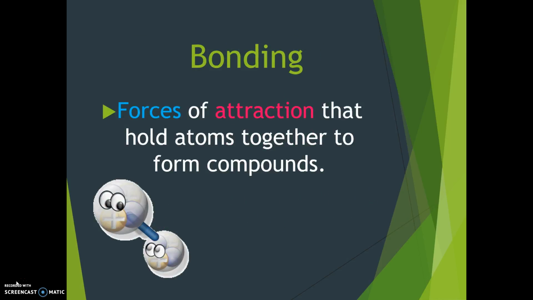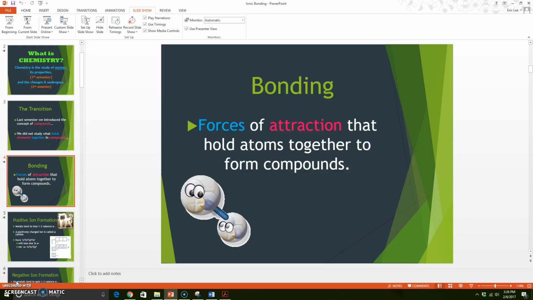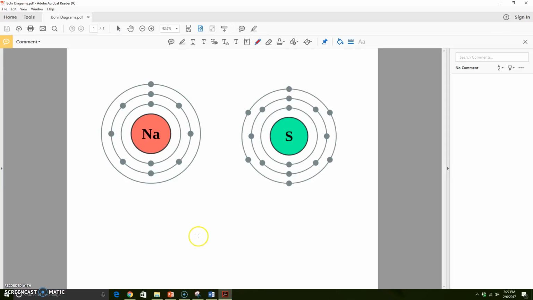Bonding is defined as a force of attraction that holds atoms together to form compounds. Although we draw bonds typically as a line or a dash, that represents an attraction between two charged objects. So how do these atoms become charged? Well, let's look at an example.